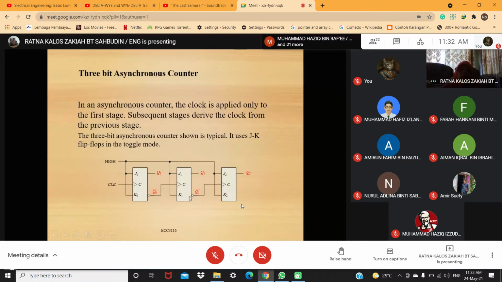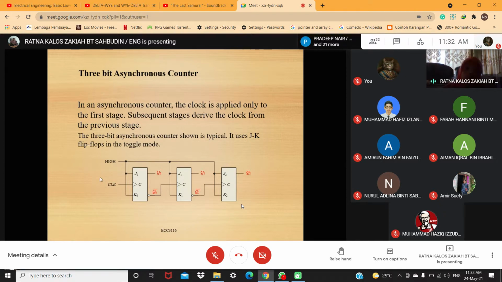So the 3-bit asynchronous counter shown is typical. It uses JK flip-flops in the toggle mode. How do you know this is in the toggle mode? You look at the J and K here. J and K are connected to one point that is high. Remember, when J and K are both high, they are in toggle condition, or toggle mode.